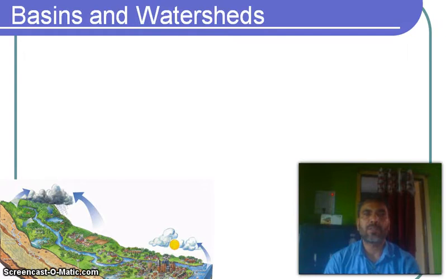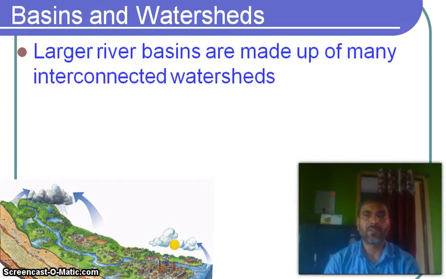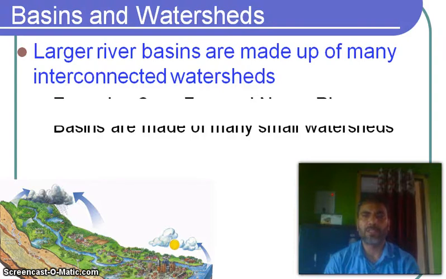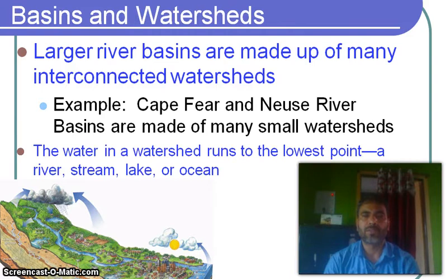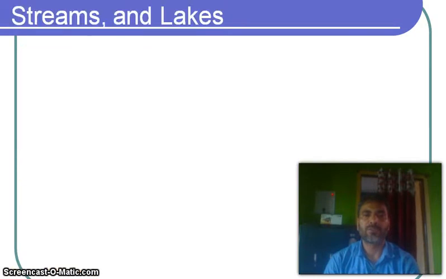Freshwater location, river basin and watersheds. Larger river basins are made up of many interconnected watersheds. For example, Cape Fear and North Rivers basin are made of many small watersheds. The water in a watershed runs to the lowest point, a river, stream, lake or ocean. So, freshwater locations, river, stream and lakes.